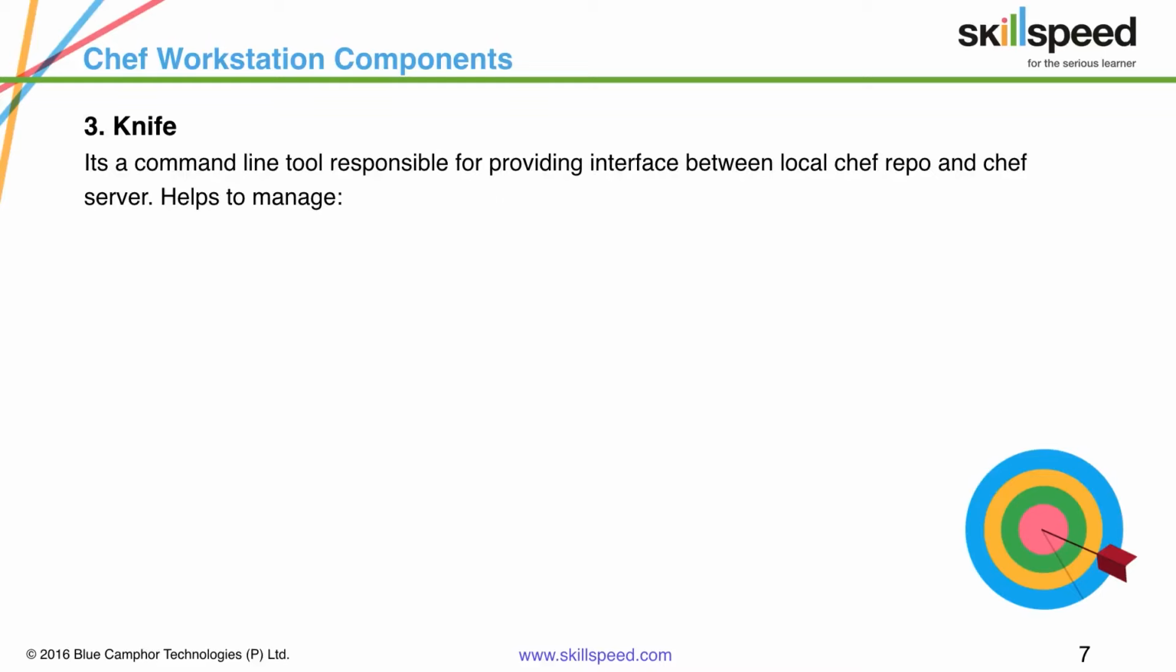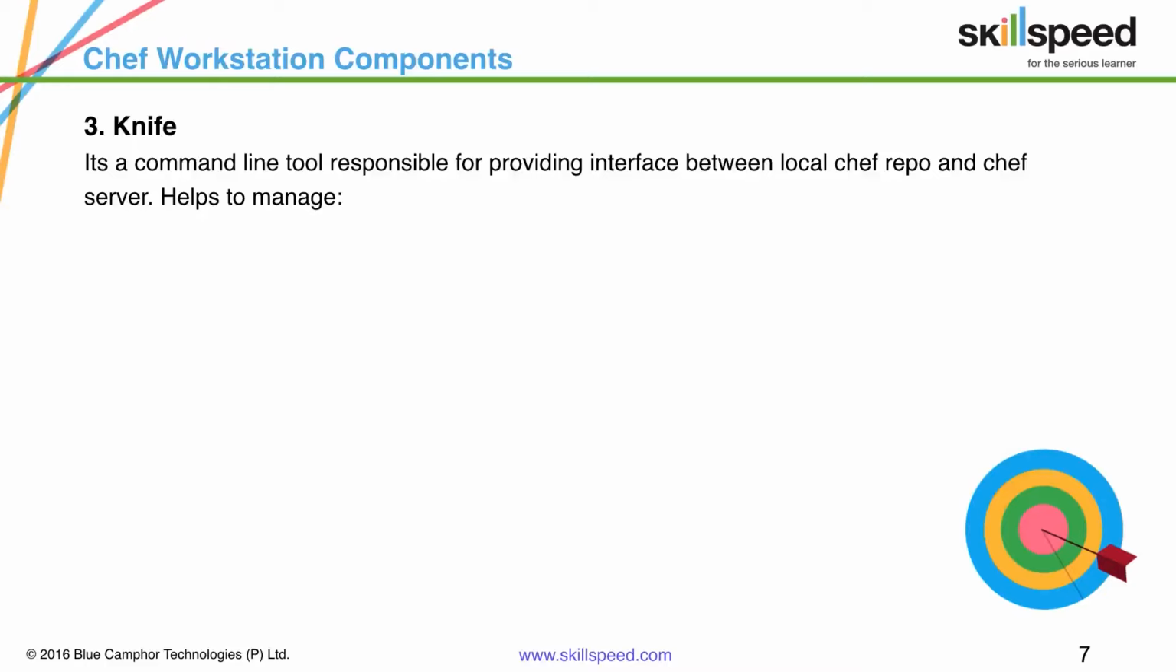And finally, we need to have Knife as a utility. As we know, Knife is part of Chef Development Kit, so you don't have to install it separately. However, since it is the tool which we will be working with mostly, it definitely requires a mention on its own. It's basically a command line utility which is responsible for providing an interface between the local Chef repository and the Chef Server.